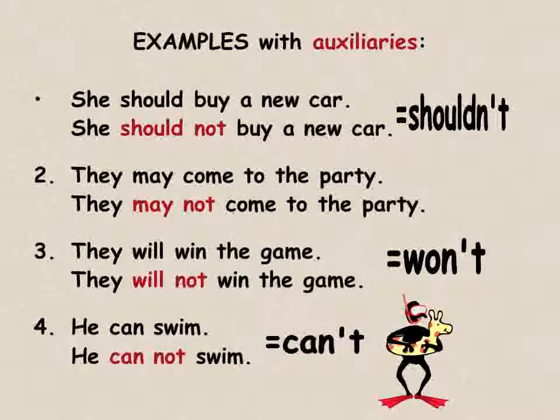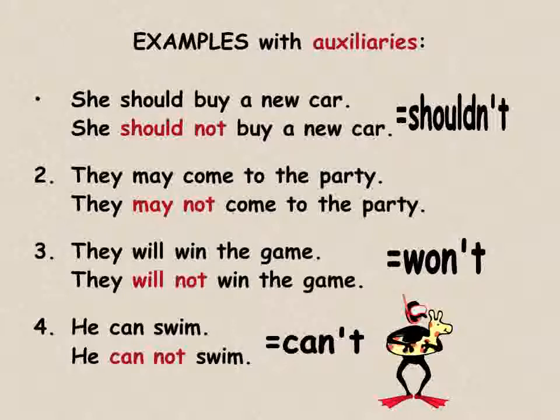Number 2, they may come to the party. Negative, they may not come to the party. Number 3, they will win the game. Negative, they will not win the game, or won't win the game. Number 4, he can swim. Negative, he cannot swim or can't swim.